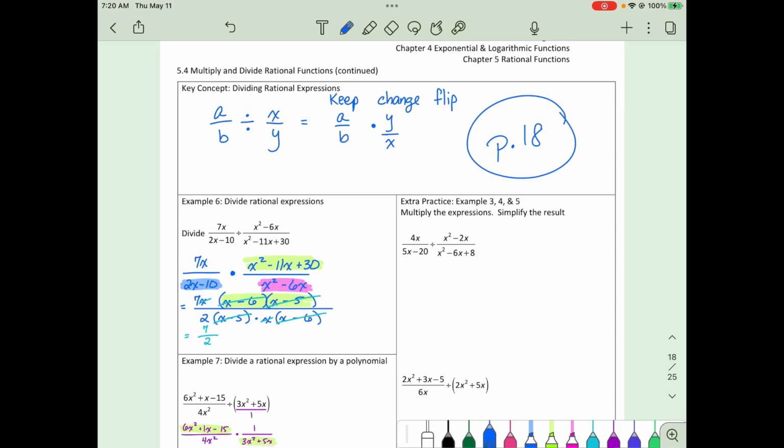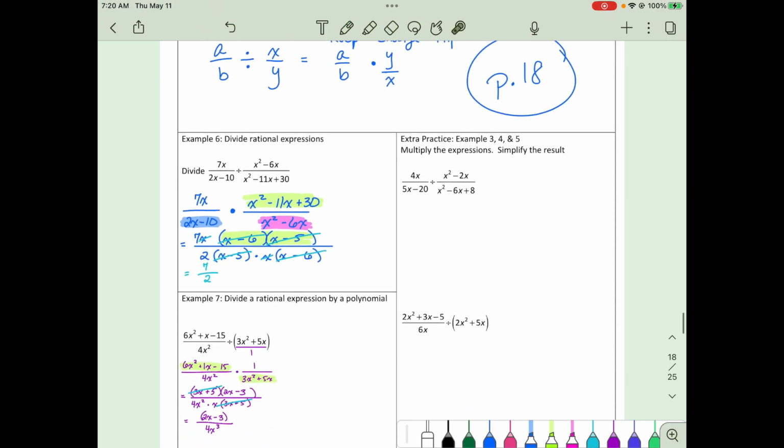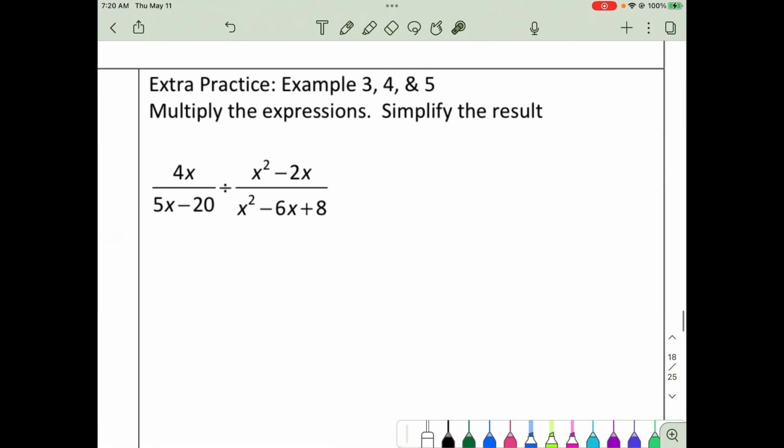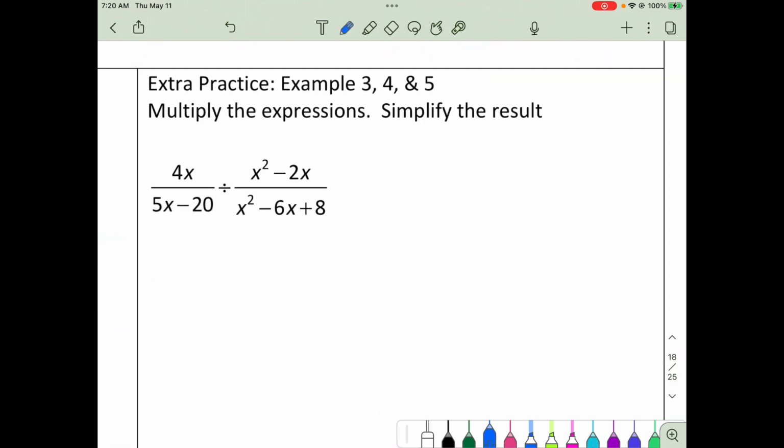So last class we discussed how to multiply and divide rational expressions. All right, so friendly reminder for dividing, you keep the first fraction, you change the division to multiplication, and then you flip and multiply by the reciprocal. So let's look at this first example under extra practice.